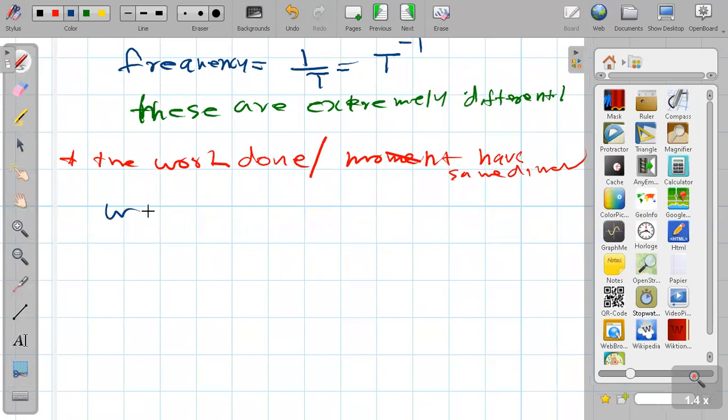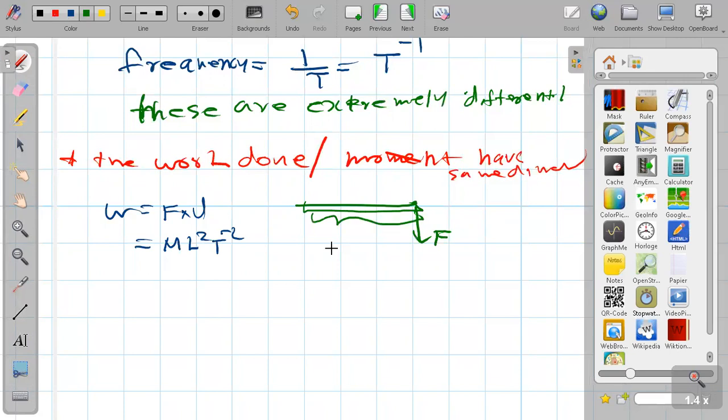Let me show you. The work done is force into distance. It's M L squared T minus 2. Let's see the moment. You know this in grade 10: force multiplied by the distance. What is it going to be? The dimension of torque is force multiplied by distance again. It is again M L squared T minus 2. But they are not the same.